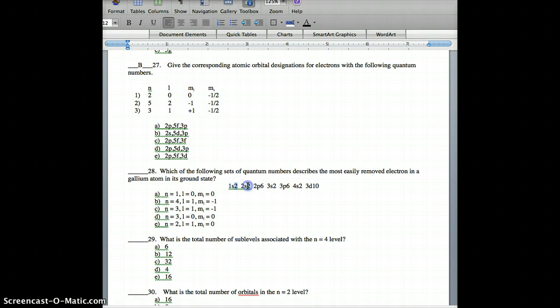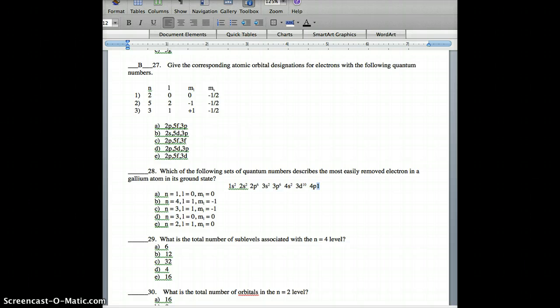Remember, to find the number of electrons in the electron configuration, you need to add all these numbers. So 2 and 2 and 6 and 2 and 6 and 2 and 10 makes 30 electrons. Gallium has 31 electrons per the periodic table. So we need to go ahead and add the 4p1. That would be next.